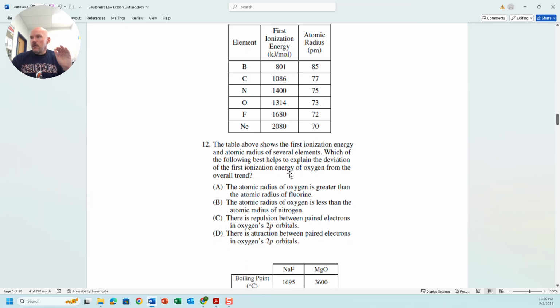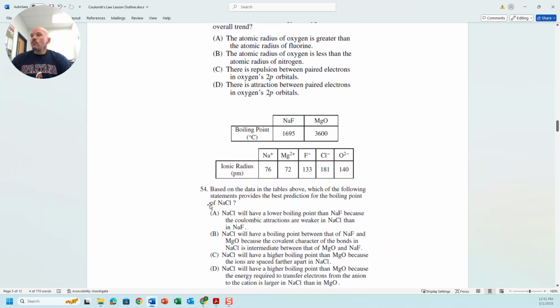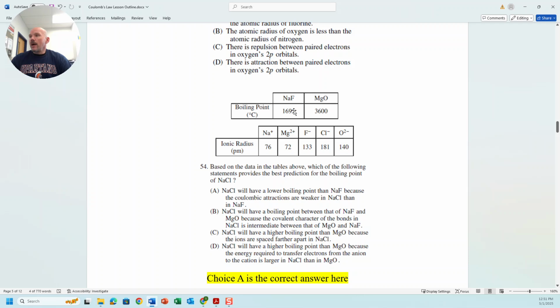So let's find that one. There's your repulsion between paired electrons in oxygen's 2p orbitals. Yes, that one. Right? Nitrogen doesn't have that because nitrogen has 3 electrons in its 2p sublevel, and in a 2p sublevel, there's only 3 orbitals. So each orbital has 1 electron, but in oxygen it has 4 electrons, but only 3 orbitals. So 2 of those electrons are paired up, and electrons don't like to be paired if they don't have to be paired, right? Okay.